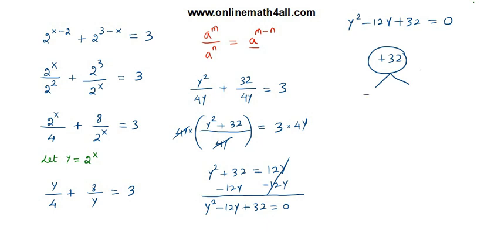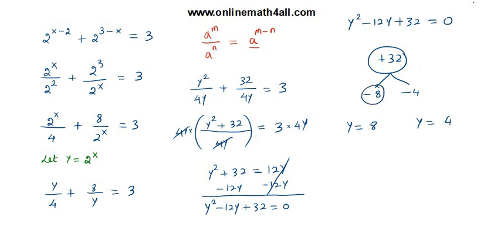Then we get negative 8 and negative 4. So when you multiply them, you get positive 32. When you add them, that is equal to negative 12y. Okay, from these two factors easily we can write the values of the variable in the quadratic equation. Actually we have the variable y in this quadratic equation. So the two values of y are 8 and 4.